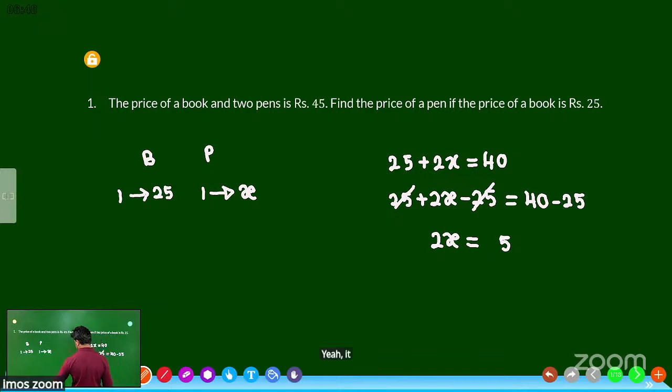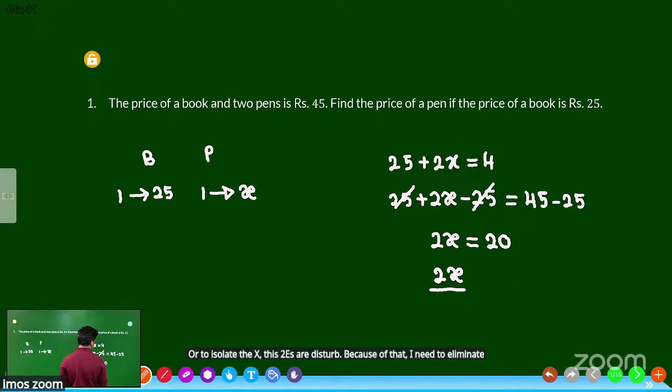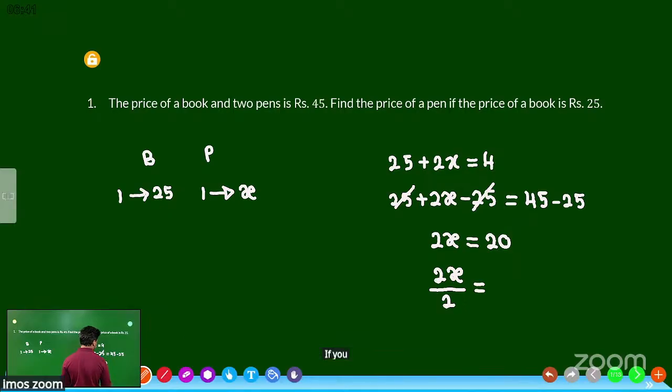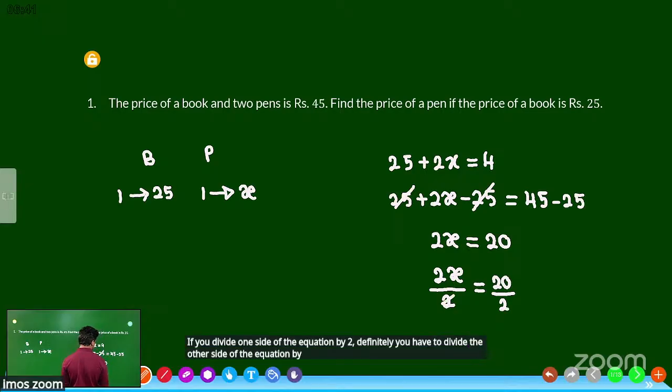Here it is 45. 45 minus 25 means 20. 2X is equal to 20, but I need X. In order to make X the subject, or to isolate X, this 2 is a disturbance. Because of that, I need to eliminate that 2. In order to eliminate that 2, I divide this side by 2. If you divide one side of the equation by 2, definitely you have to divide the other side of the equation by 2. X is equal to 10.